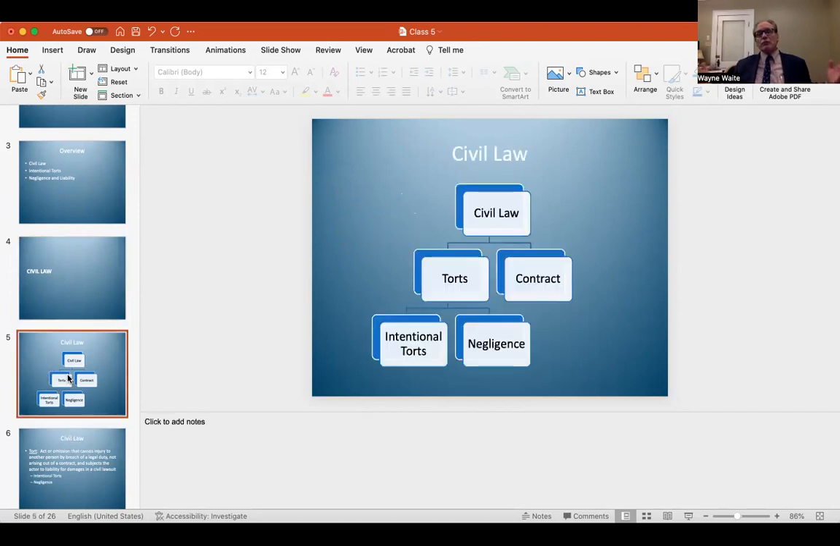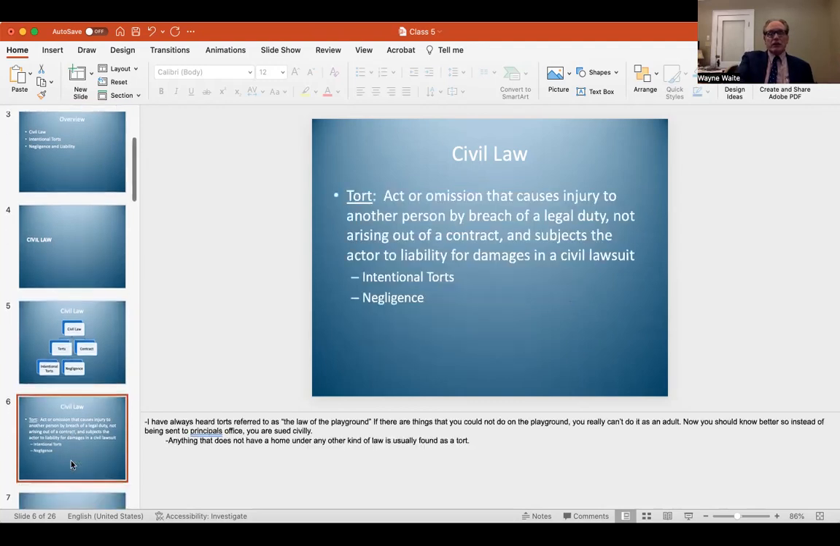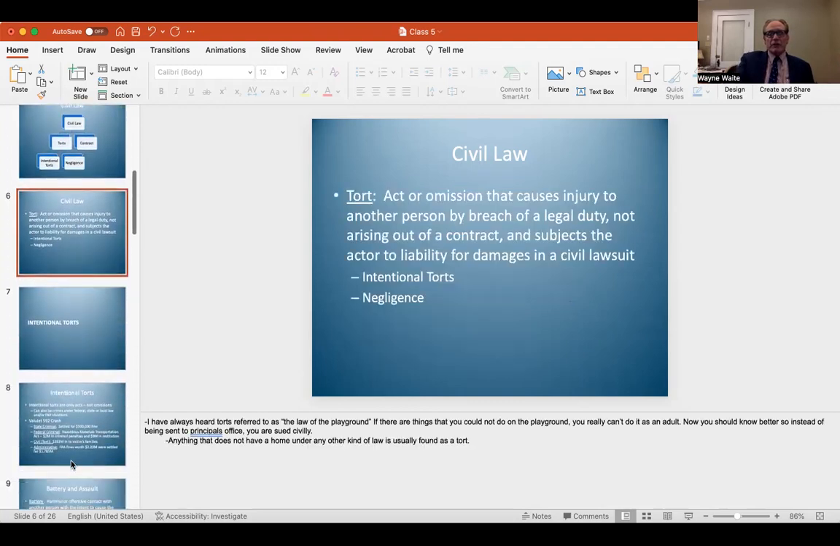So under this whole rubric of civil law, what do we really have? Well, we have torts, intentional and non-intentional torts. We have contract claims, and then there are negligence claims. And tonight we're going to just talk a little bit about each one of those. So let's go under the civil law section.